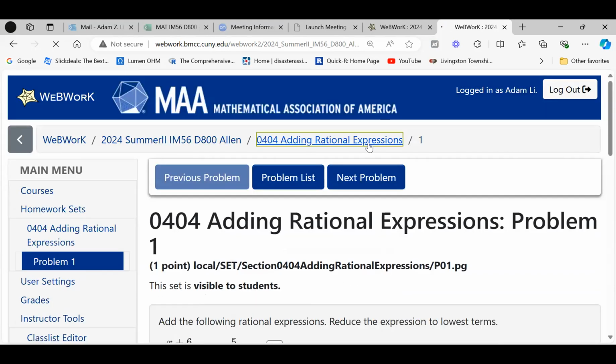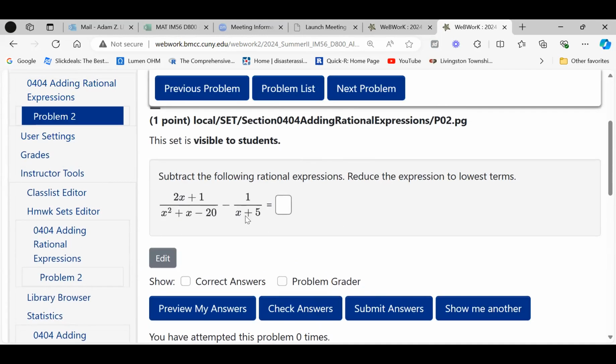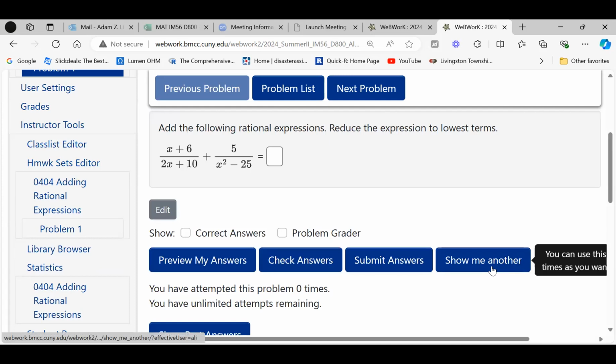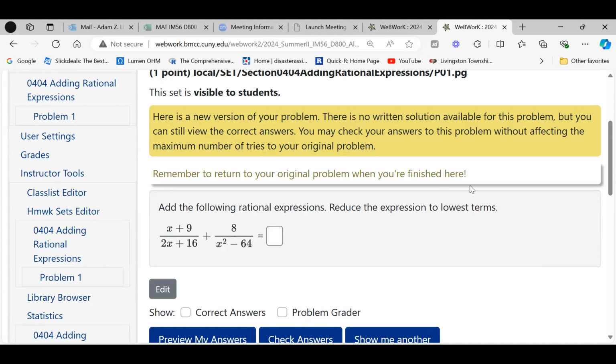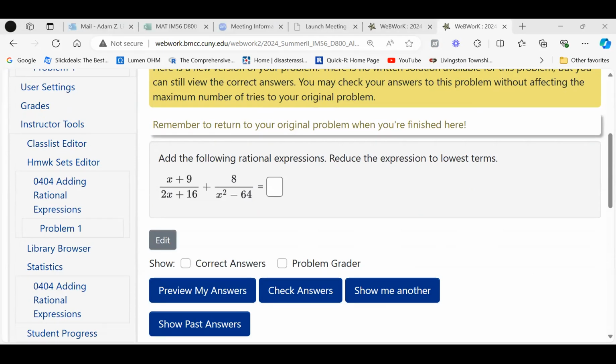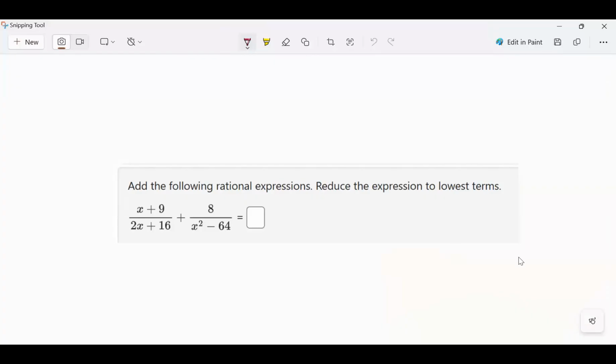Yep. So let's try another one. I want you to try that on your own. Try question 2. Let's see this one. Yes. So now this one is subtraction. Yeah, let's go back to this problem. I want you to try addition first, and then we will try subtraction. Yeah, you try this one. Give you a couple minutes, give it a shot.